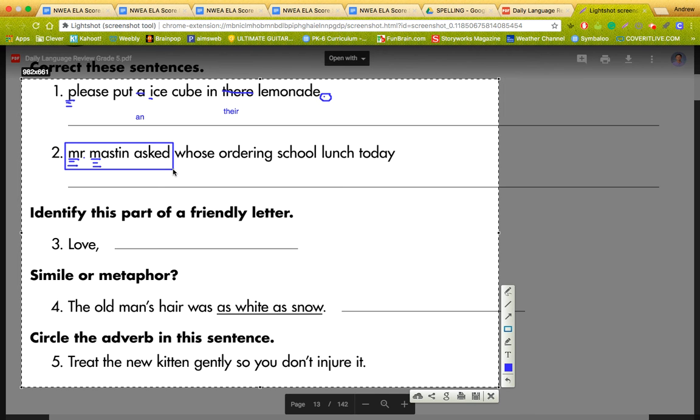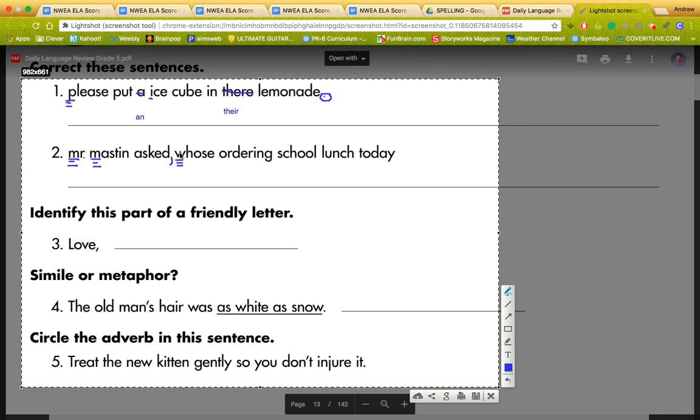All right, I'm going to get rid of that so we can look at it normally. Mr. Maston asked, comma. We need a comma after the speech tag. So you need to have a comma right there. That's one of those comma rules we have to know. Mr. Maston asked. Now, what did Mr. Maston ask? Well, he said, who's ordering school lunch today? Therefore, this is technically the beginning of the sentence. So we need to capitalize that.